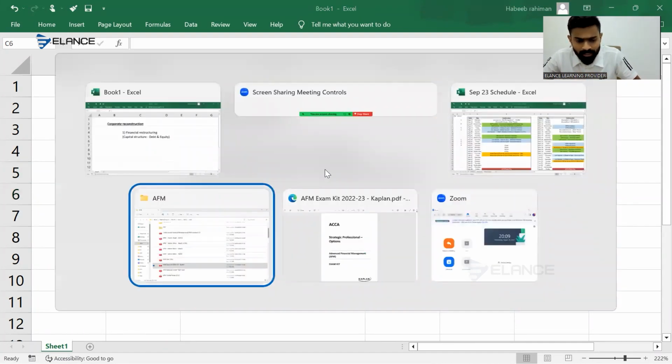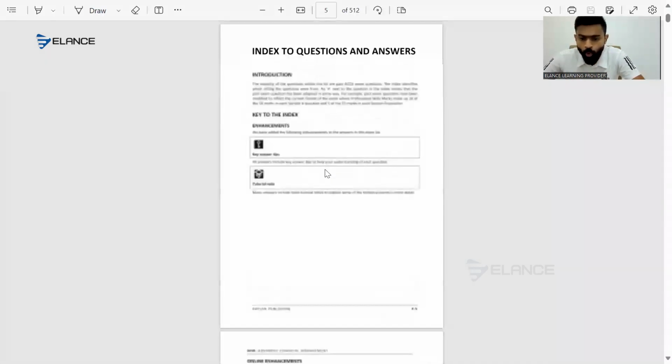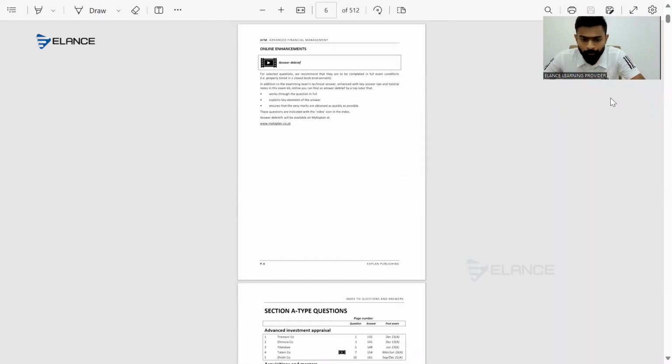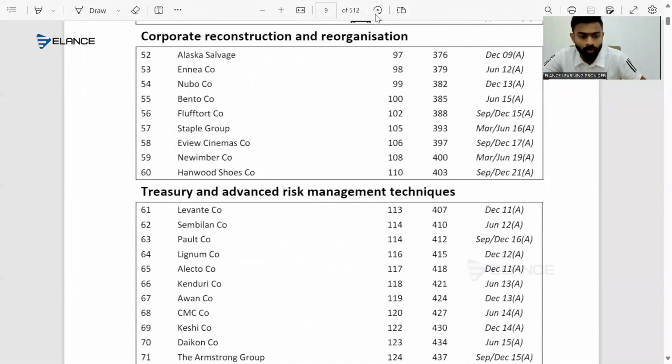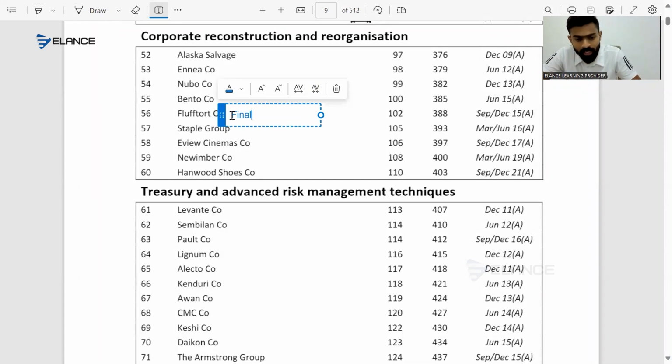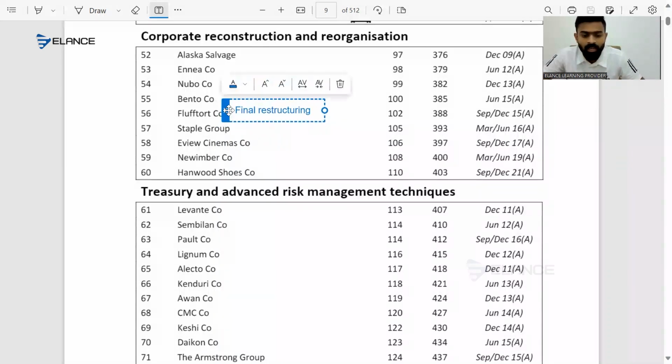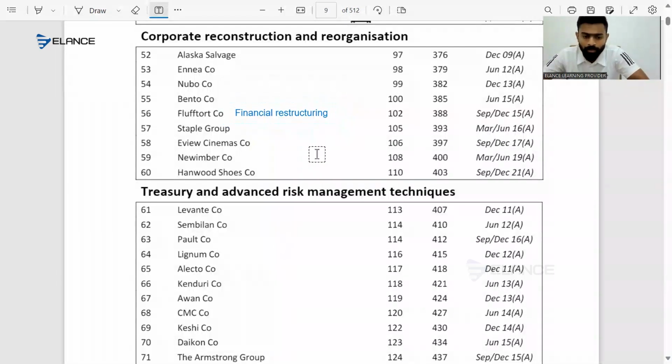In the exam kit, one of the most matching questions for financial restructuring is the Fluftoad company. This is a wonderful question. If you haven't done this, please practice it in order to get a core idea on financial restructuring. Have you practiced this question? Could you please confirm yes or no by commenting?